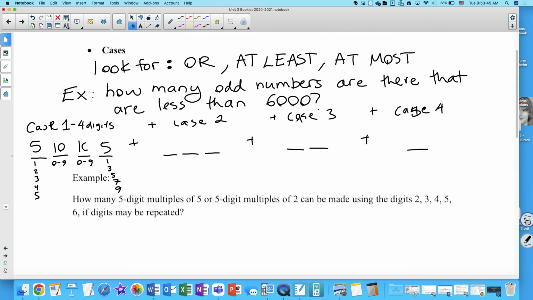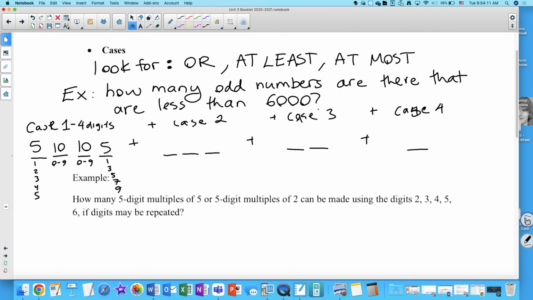Okay? Now, if this is a 3-digit number, do we have to worry about being less than 6,000, like any restrictions on the first digit? No, because the highest 3-digit number is 999. That's already less than 6,000. Okay? So we're going to have the same restriction in the last digit, because it still has to be odd.